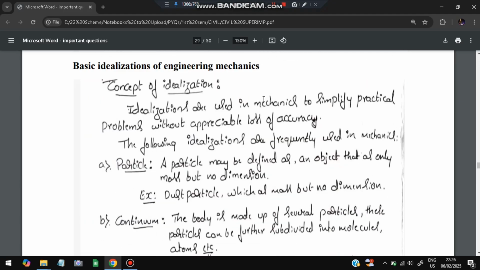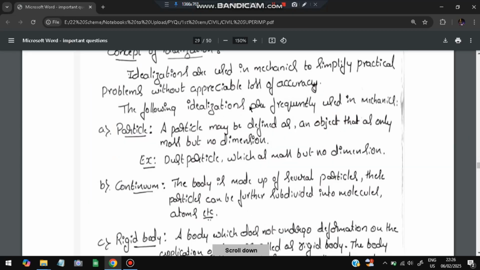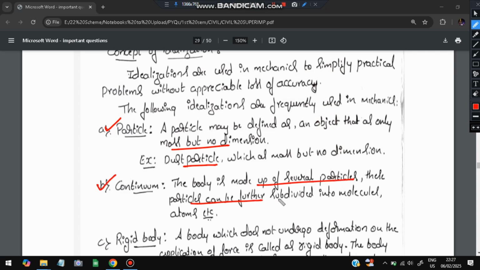Next is basic idealization of engineering mechanics. So some definitions. Okay, what is the concept of idealization? It is used in mechanics to simplify practical problems without appreciable loss of accuracy. Okay, so the following idealizations are used in mechanics. First one is particle. What is a particle? It may be defined as an object having only mass but no dimension. That's a particle. Example: continuum. A body is made up of several particles. These particles can be further subdivided into molecules, atoms, etc.